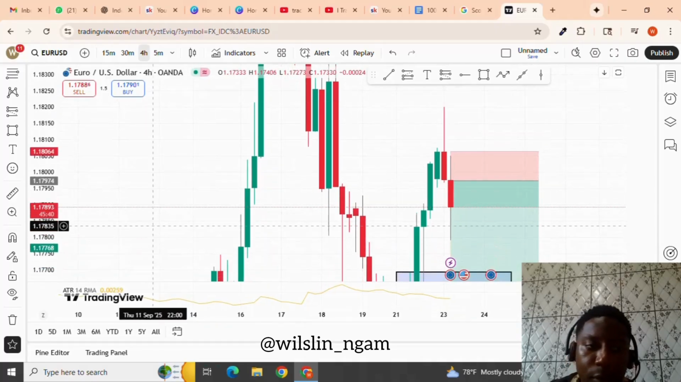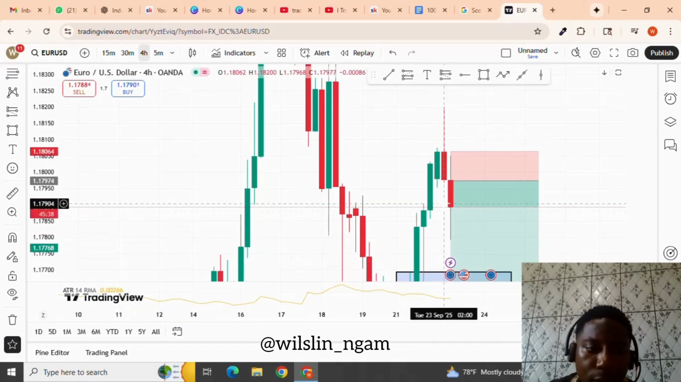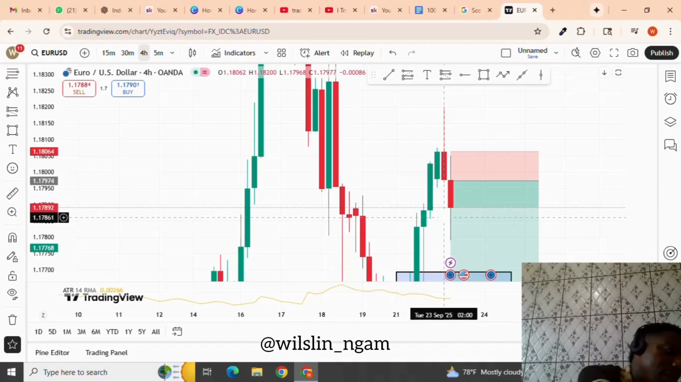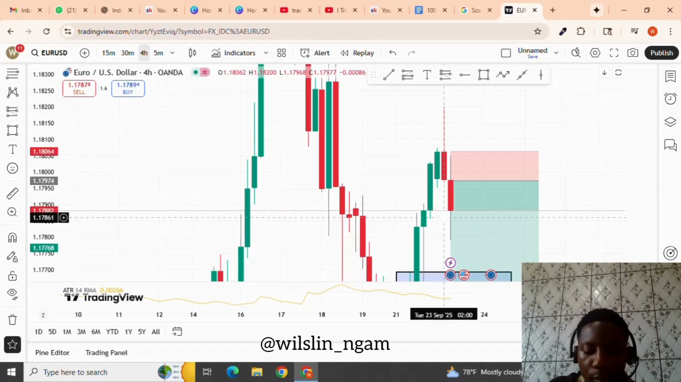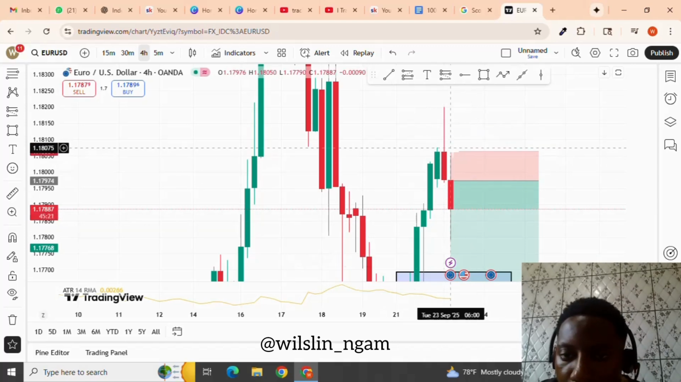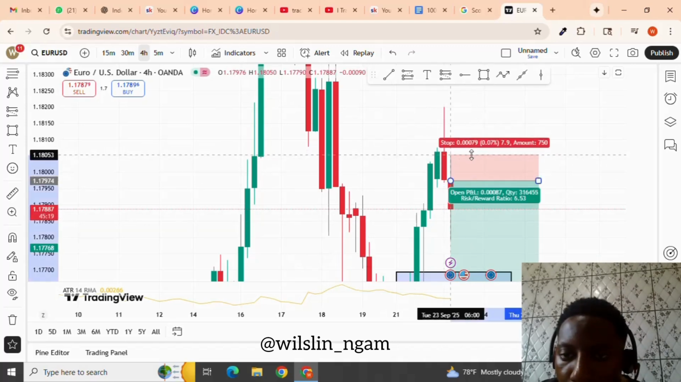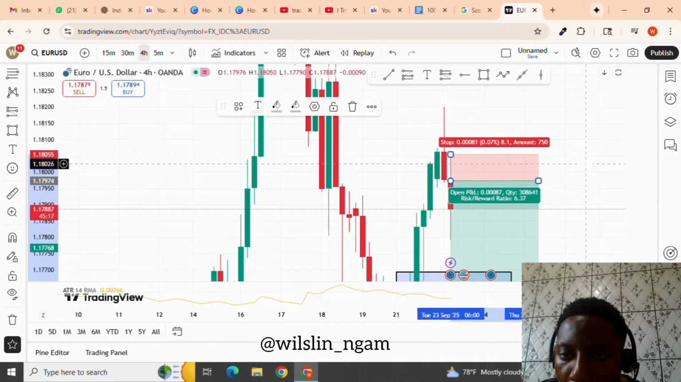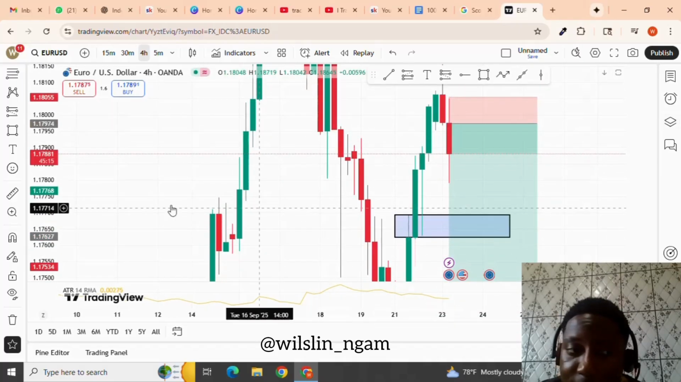Let me confirm it. That's 26 divided by 3. So that could have been 8 pips. Could have had an 8 pip stop loss. Could this trade have hit TP or stop loss?